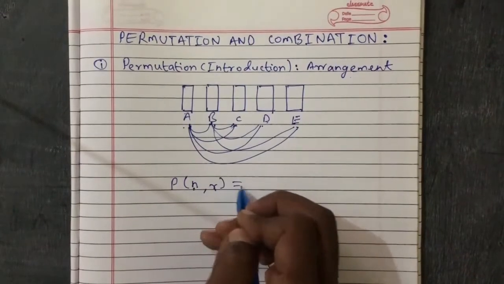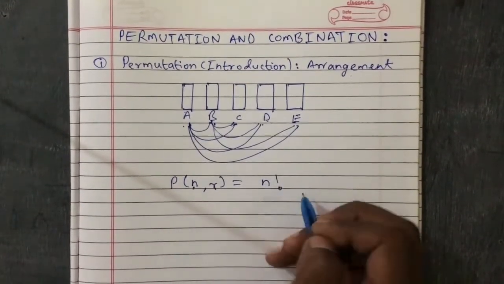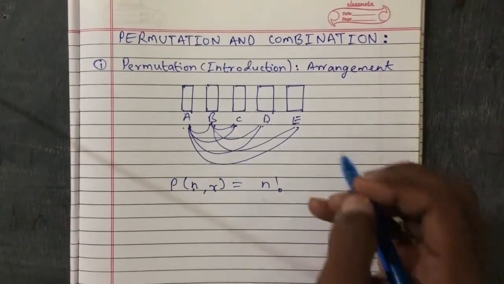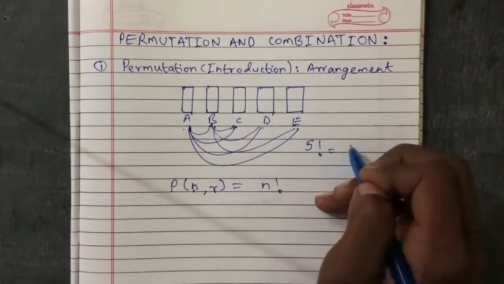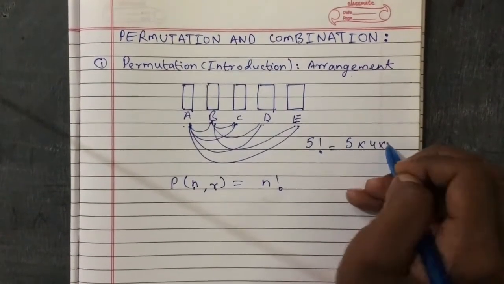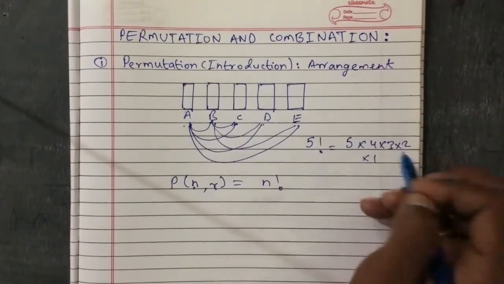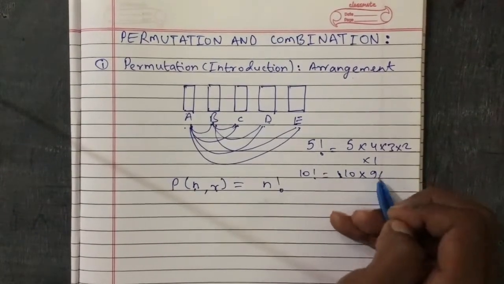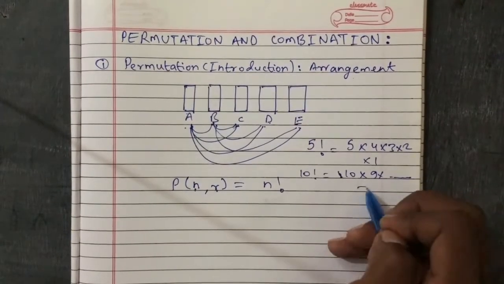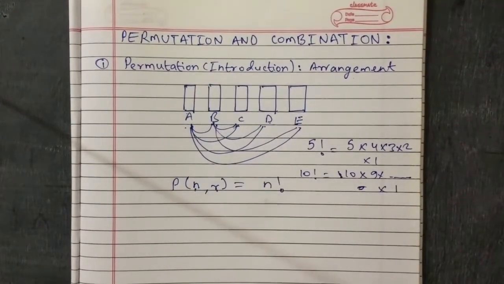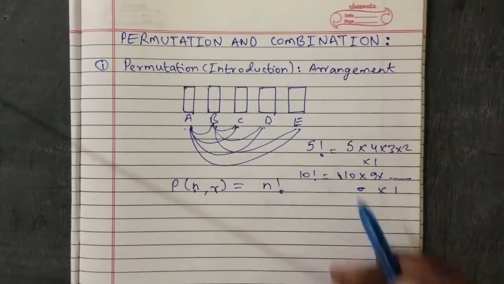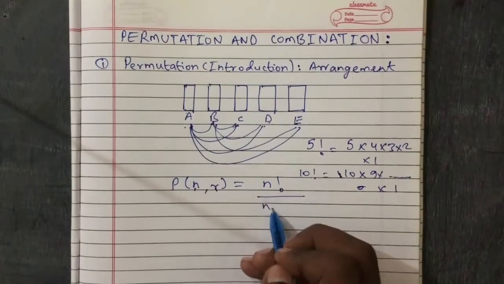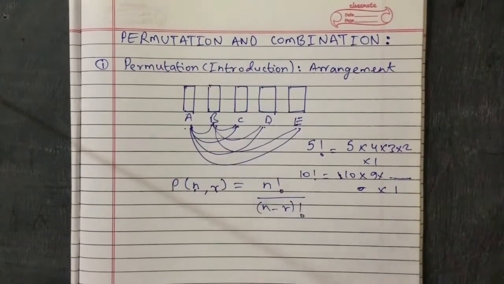And this is equal to n factorial. I hope everybody is familiar with factorial. N factorial, or simply the factorial of any number, let's say 5. 5 factorial is simply equal to 5 times 4 times 3 times 2 times 1. Similarly, 10 factorial is equal to 10 times 9 times, and so on until we reach 1. That's what we call a factorial. That's how a factorial actually looks. Anyways, this is going to be equal to n factorial over n minus r factorial.